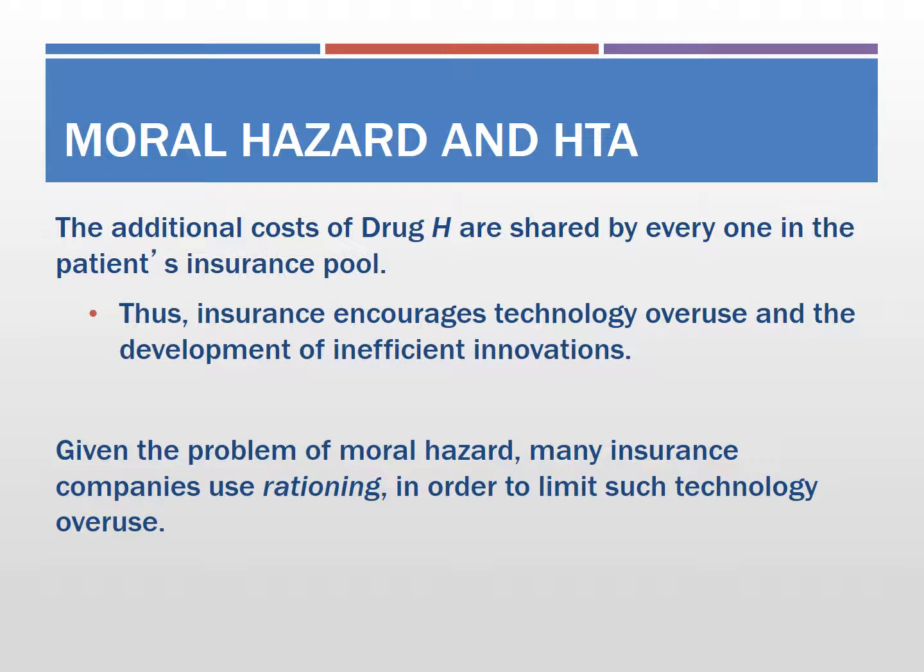People who wouldn't actually want the treatments before buying insurance, now that their cost is shared with the pool of people, are more likely to get the most expensive one. So they are overusing those technologies compared to markets with no insurance, and this is basically the development of inefficient innovations. Given the problem of moral hazard, many insurance companies use another strategy called rationing in order to limit such technological overuse in the market.